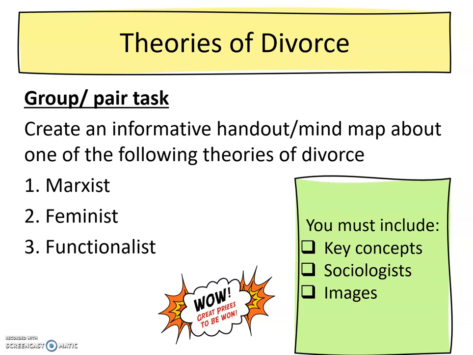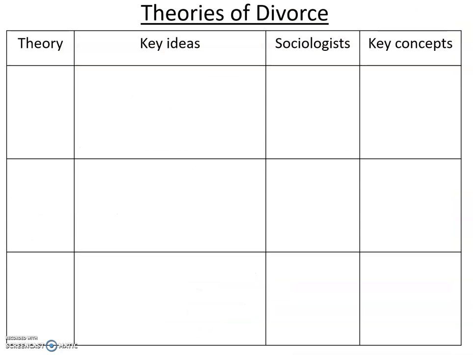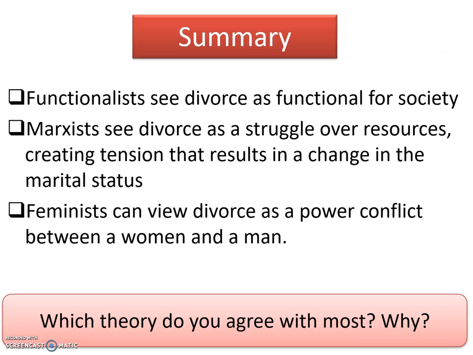Now, an activity that you could potentially do, but if you're working on this at home, you might have to do this slightly differently, is create a handout or a mind map about one of the theories of divorce. So what Marxists think about divorce, what feminists think about divorce, or functionalists think about divorce, and try to include things like key concepts, any sociologists, and some images that demonstrate your point. So then you would fill in the table based on your theory first, and then obviously the different groups would present. Now, if you are doing this from home, again, the textbook is in the shared area, so you can pick out key ideas and do this in a slightly shorter way if you wanted to.